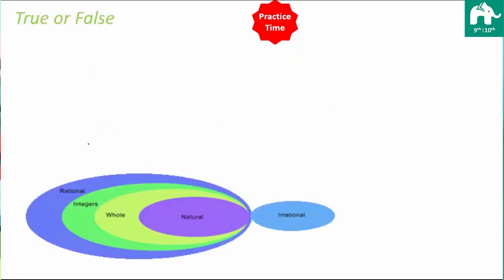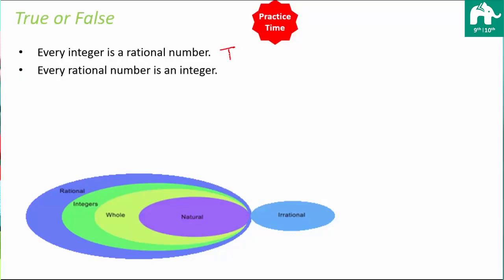So based on our understanding of the different types of numbers, let's try a few true or false. Every integer is a rational number. Now, if you understand this clearly and if you have this picture in your mind, this will help you to answer all of these kinds of logical questions. Where are integers? The green one is integer. Every integer is a rational number. Yes, because you can see all integers are contained within the rational numbers. So this is true.